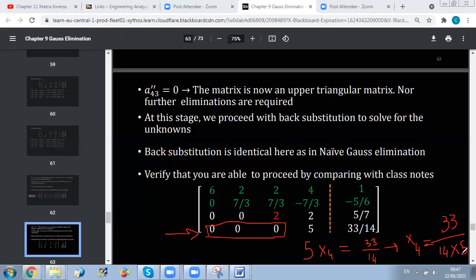Okay. Now I will repeat the same procedure to get x3. Now I will move to equation 3. From equation 3, I have 2x3 plus 2x4 equals 5 over 7. So all I have to do now is to say that x3 is equal to 5 over 7 minus 2x4. So as you can see, equations are not coupled. By proceeding in the backward way, each equation will give you one unknown.